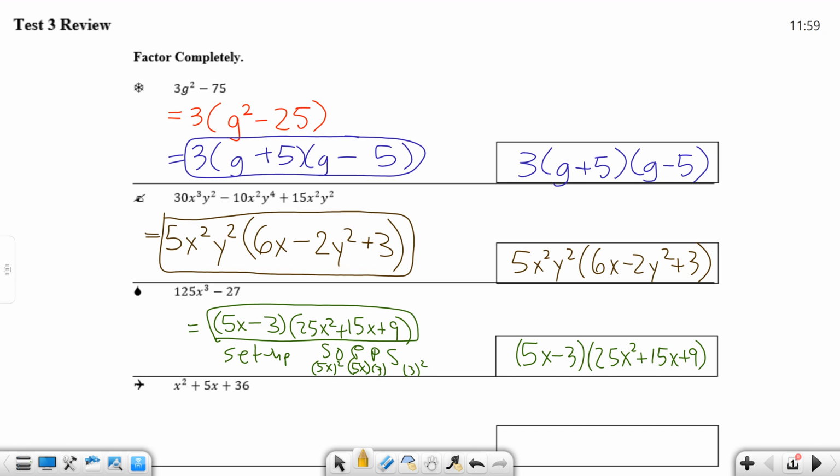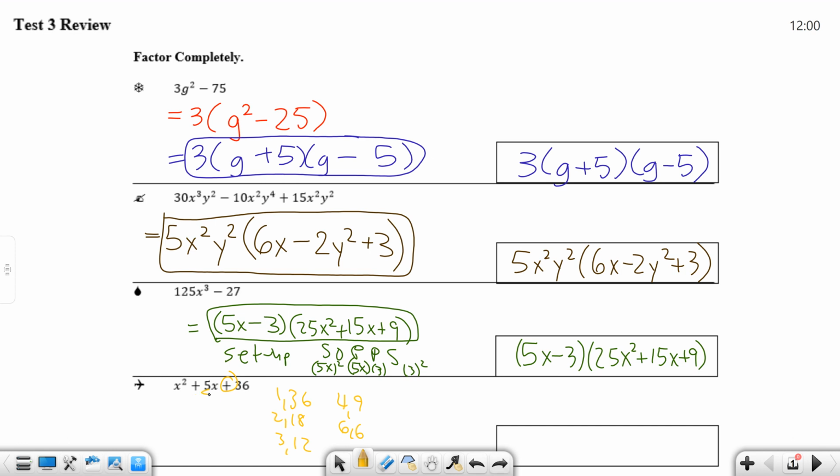Then I look through and I say, okay, is there a 1 in the front? Yes, there's a 1 in the front. So that means this is not bottoms up. I'm looking for the factors of 36: 2 and 18, 3 and 12, 4 and 9, 6 and 6. All those things multiply to give me 36. Which ones do I want? I want the ones that add to give me 5.